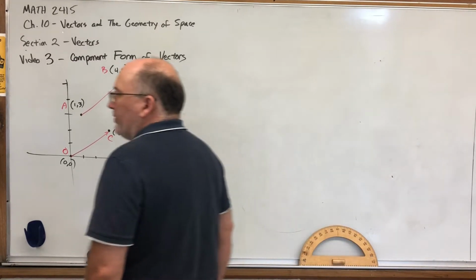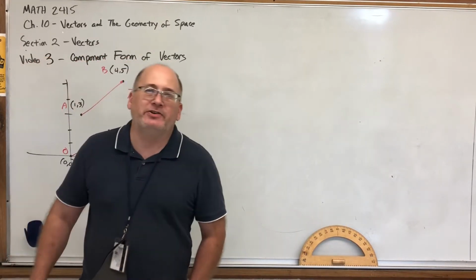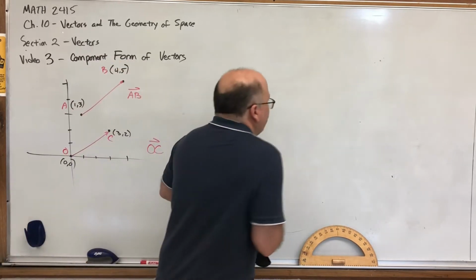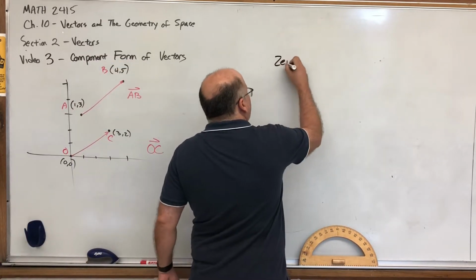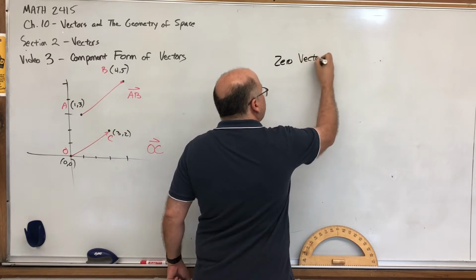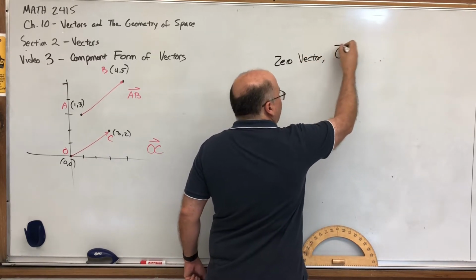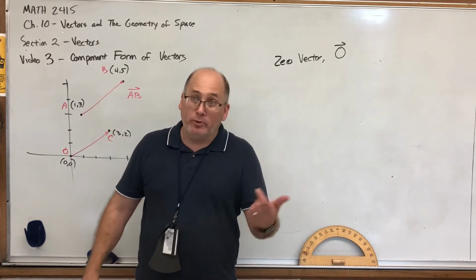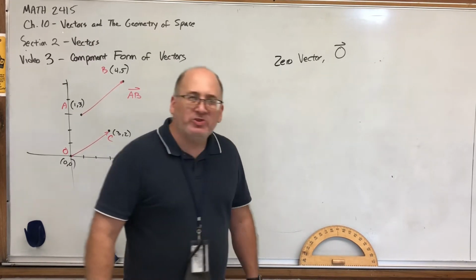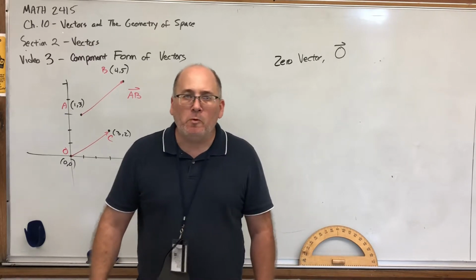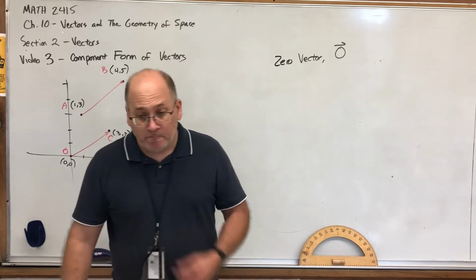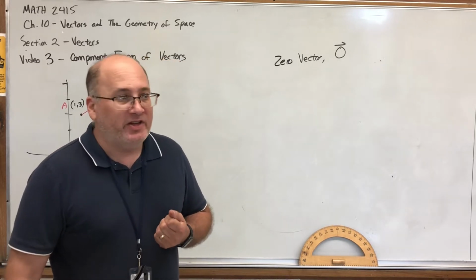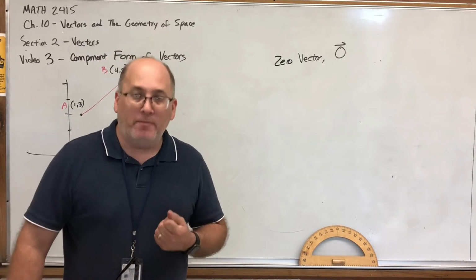Before we jump into component form of vectors, there is one special vector that I neglected to mention in the previous videos. And that vector is the zero vector, denoted as a 0 with a vector bar over it, or if you can type in bold, a bold 0. What do you think the zero vector does? What do you think its magnitude is? Well, the magnitude of the zero vector is 0. It's the vector that has no magnitude.